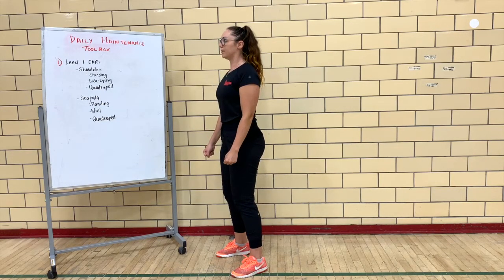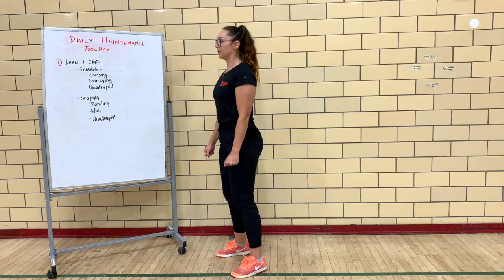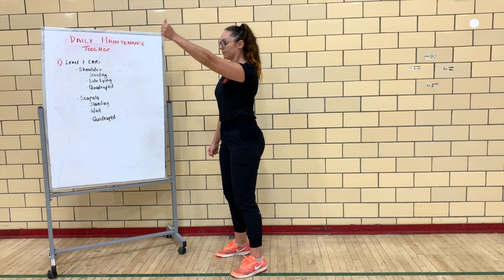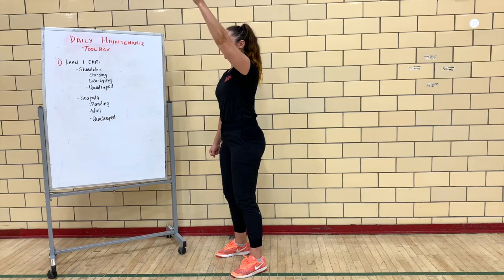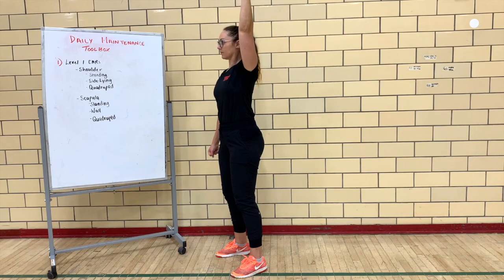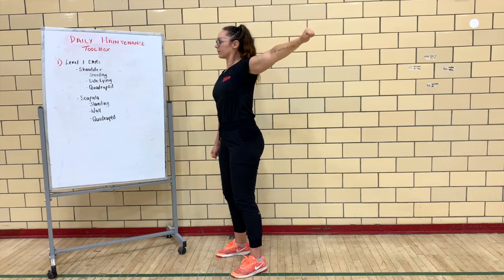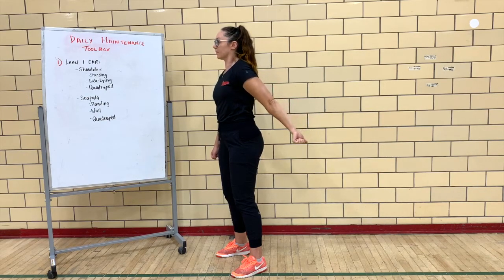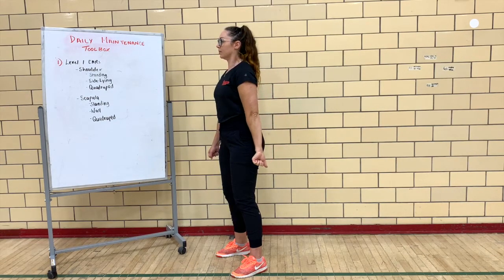So you can see I'm getting into my strong starting position here. And to start with, we'll do a standing shoulder CAR. So I flex my shoulder all the way up, keeping my ribs locked down. So we're isolating that movement at the shoulder, rotating as I bring my arm back. So you can see that my thumb is starting to move down towards the floor, but it tries to continue all the way around until it's pointing back up towards the ceiling.